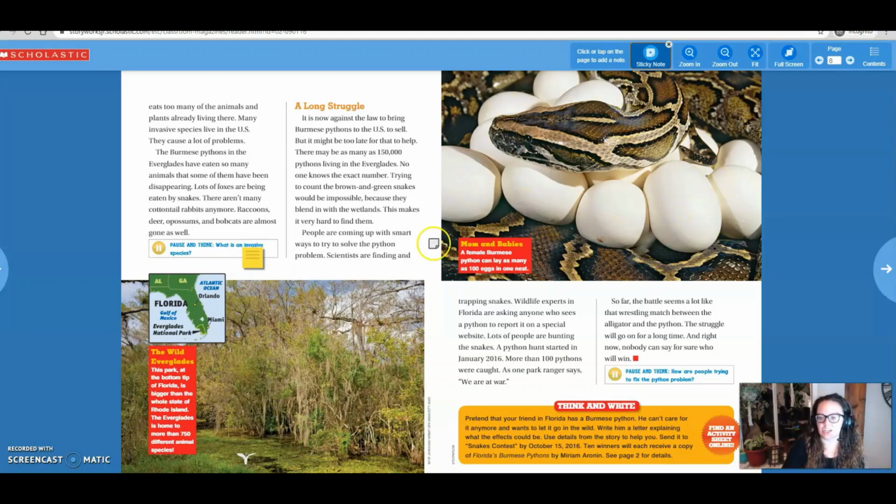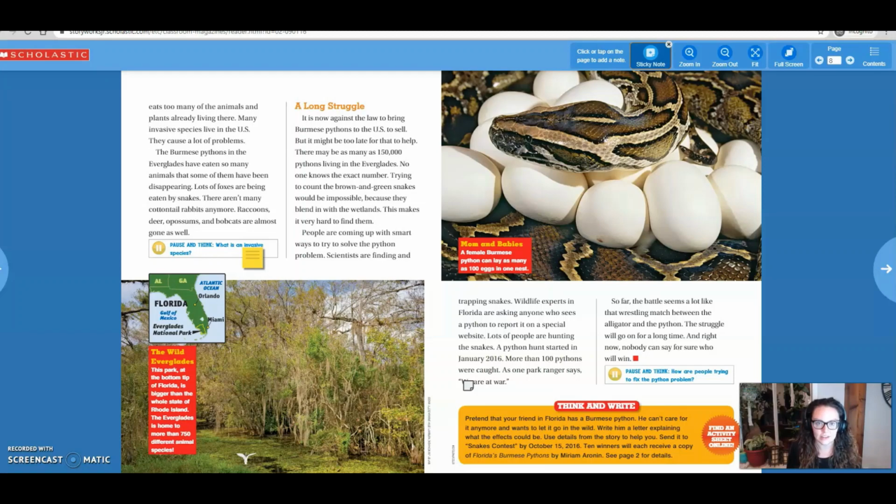Now, this text feature here makes a lot more sense, where it says a female Burmese python can lay as many as 100 eggs in one nest. Now I understand the problem, because all of these pythons were set free, and those pythons started making more pythons. And just one female in one nest can have 100 eggs, which is as many pythons as were caught in the python hunt in January of 2016. So they did all of this work and it only made a little bit of difference. And because of these pythons who really don't have any other natural predators, they're just taking over this environment and making it their own, but hurting all of the other animals that live there.